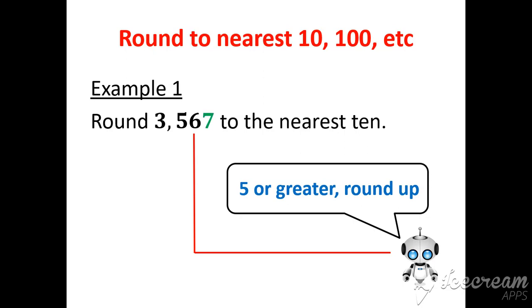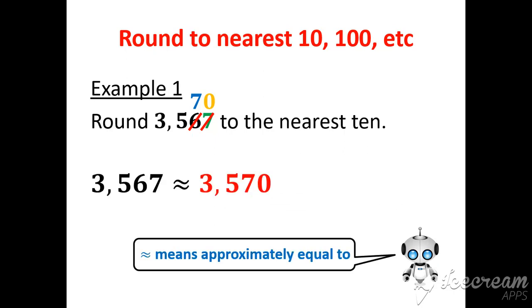So the next digit is a 7, which is 5 or greater. So the 6 that we're looking at is going to get rounded up 1 to 7. And the 7 that we peeked at will just become a 0. So we're going to take 3,567 and we're going to round it to 3,570. Now we're using this funny looking equals.